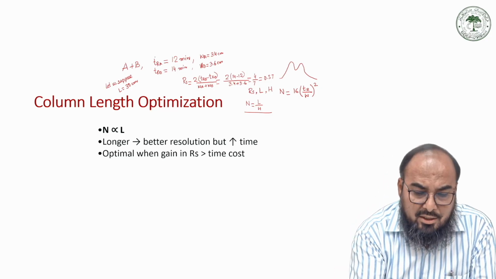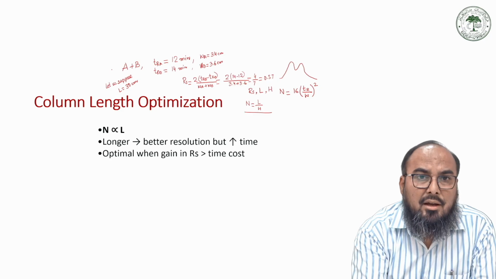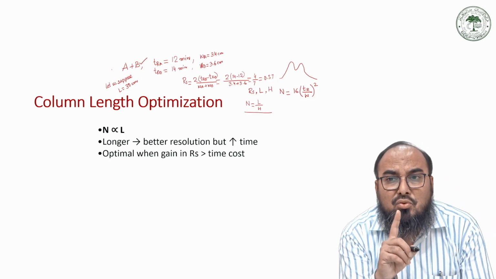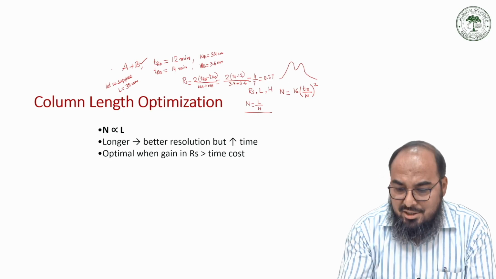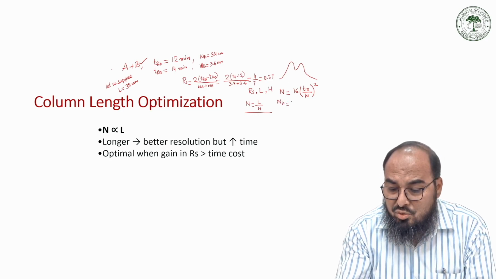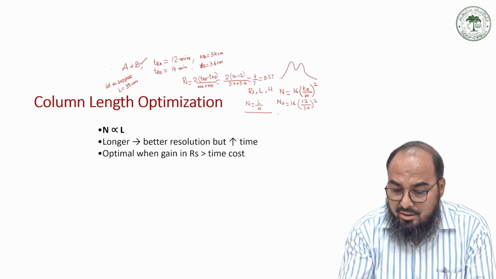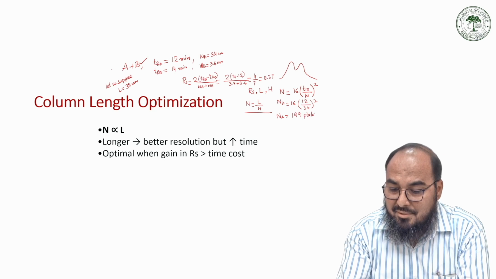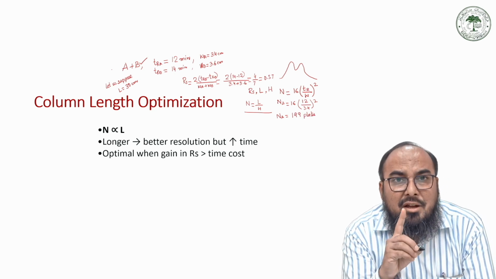We have a two component system here, component A and component B. So we have to calculate two different theoretical plates. Let us suppose NA is equal to 16 TR of A upon W square. TR of A is 12 minute, W is 3.4, whole square. And it comes out to be 199 plates.